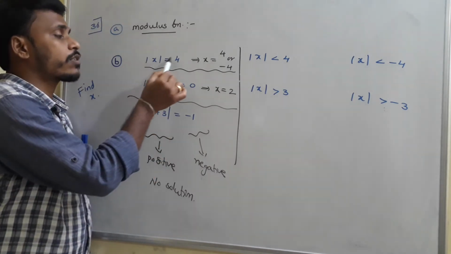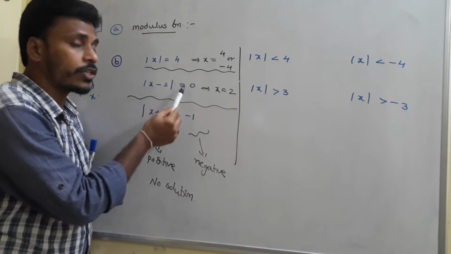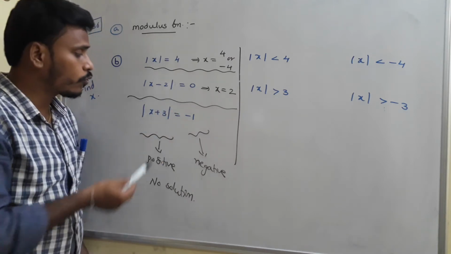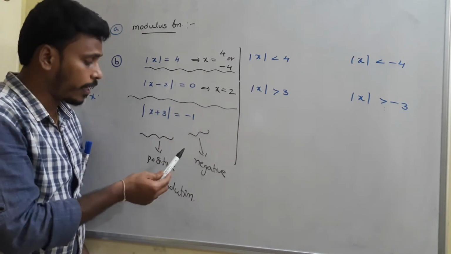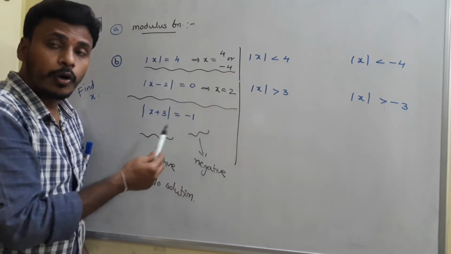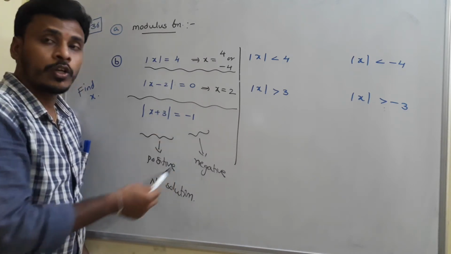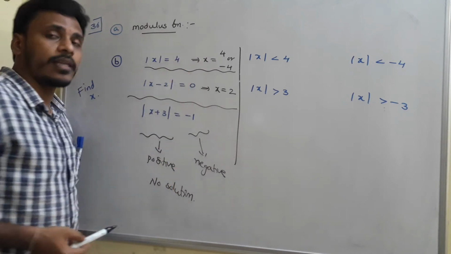So modulus of x is equal to 4: x values are 4 or minus 4. Modulus of x minus 2 is 0: x value is 2. And modulus of x plus 3 is minus 1: this is positive and this is negative. Positive equal to negative does not happen, and that's why there is no solution for this case. These are the basic equations.